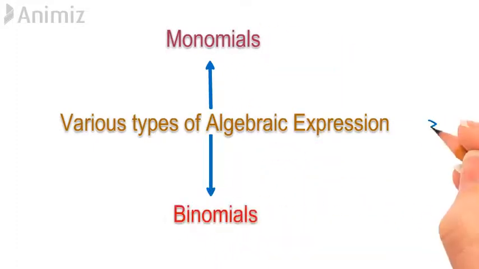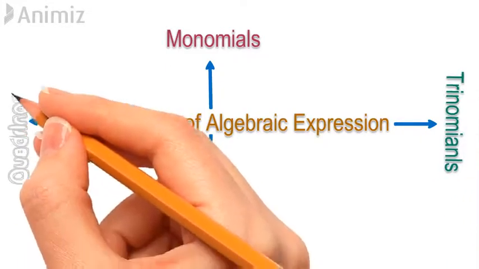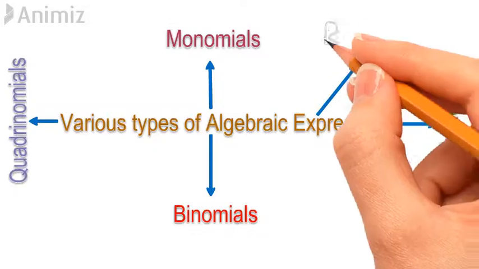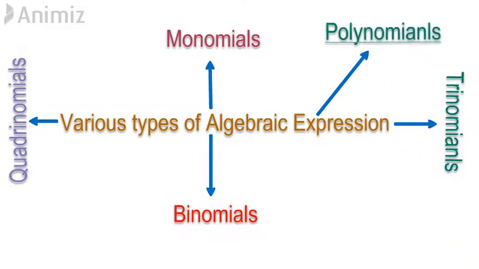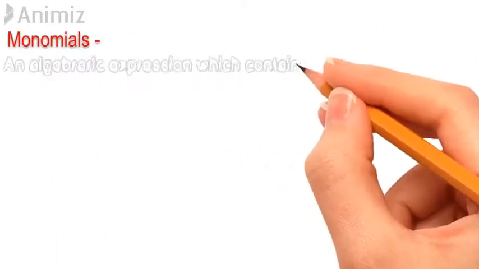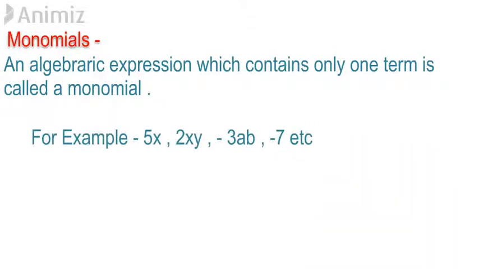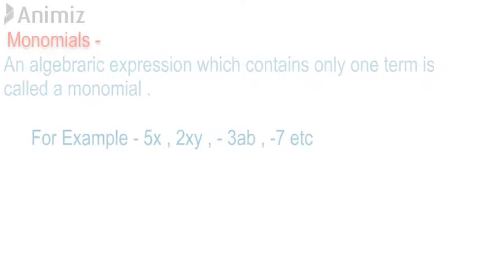Various types of algebraic expression: monomial, binomial, trinomial, quadrinomial and polynomial. These are 5 various types of algebraic expression we will study in a sequence. Monomial. An algebraic expression which contains only one term is called a monomial. For example, 5x, 2xy. They are 1 because 5x does not contain any other term.